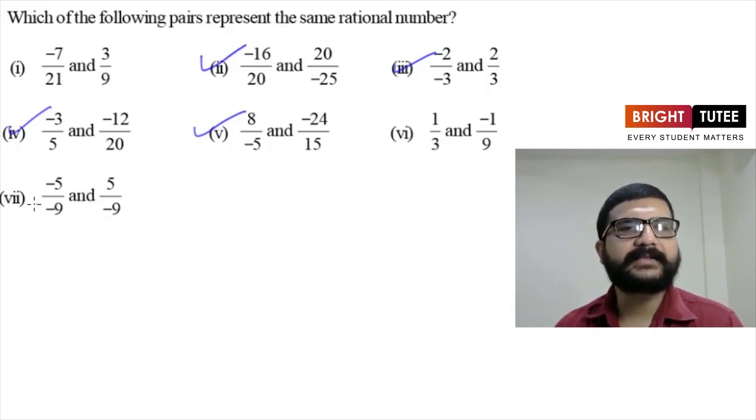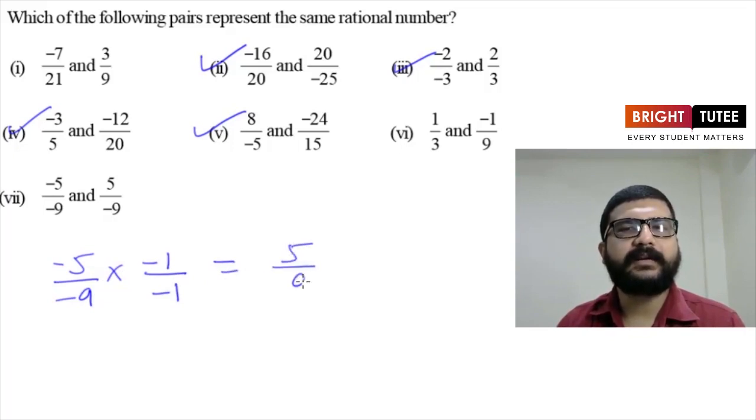Now the next one here is minus 5 upon minus 9. So what will be its standard form? For that we have to make the denominator positive. Let's multiply it by minus 1 upon minus 1. Now this will give us 5 upon 9. And the second number is 5 upon minus 9. Now we have to make the denominator a positive number. Let's again multiply this by minus 1 upon minus 1. So this gives us minus 5 upon 9.